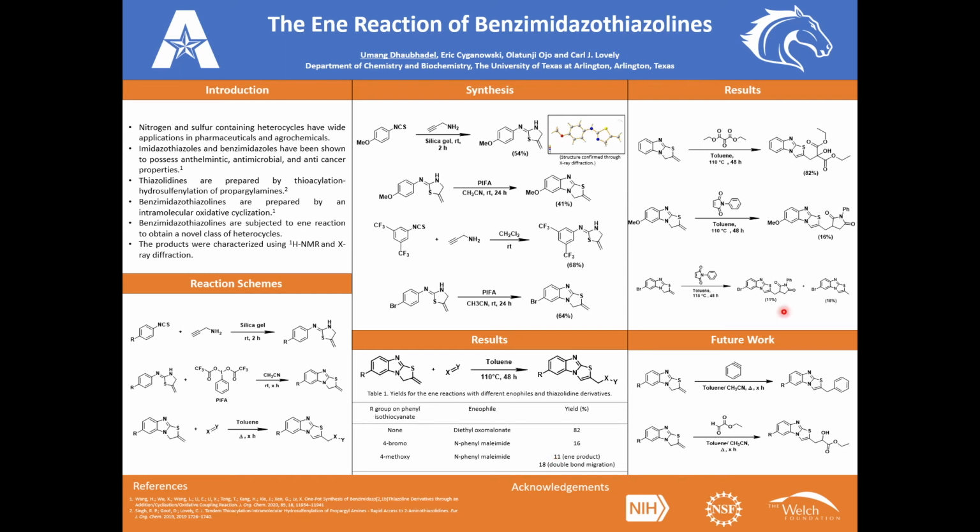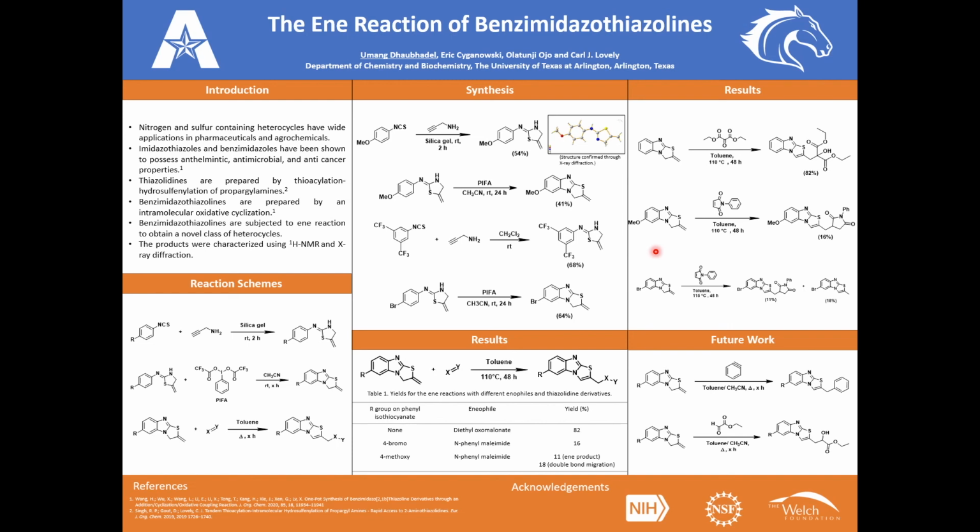When we did this reaction with the bromo derivative, the ene product was obtained along with the starting material, which had gone through a double bond migration, which can be seen right here. The yield for this product was around 18%. For future work, we'll be testing the benzimidazothiazoline derivatives we have made with benzene and ethyl glyoxylate as the enophiles. Likewise, we will test this benzimidazothiazole with N-phenylmaleimide and the bromo and the methoxy derivatives with diethyl oxomalonate.